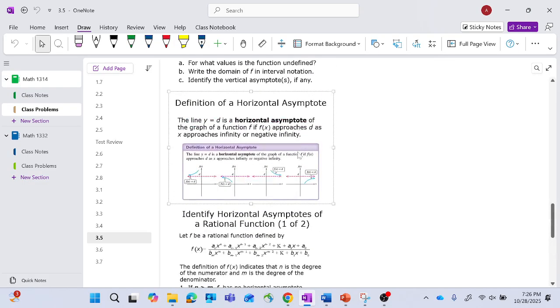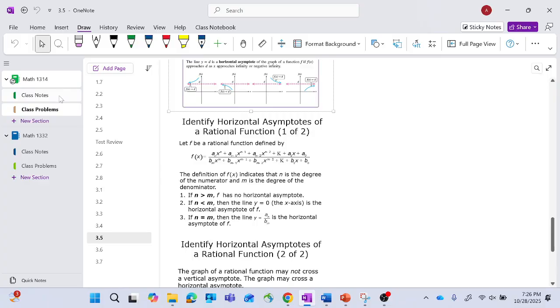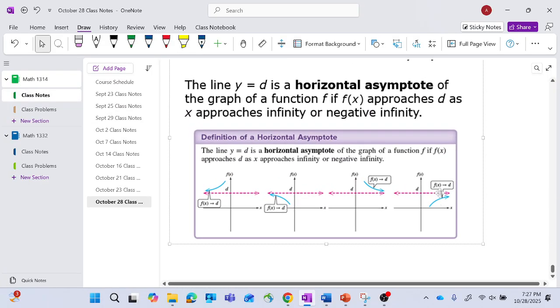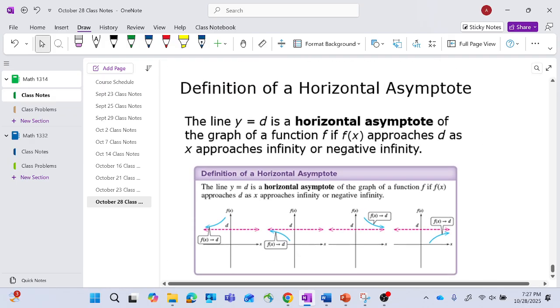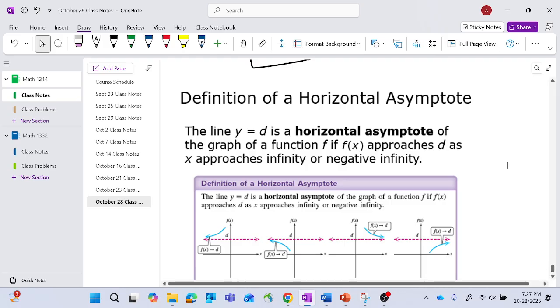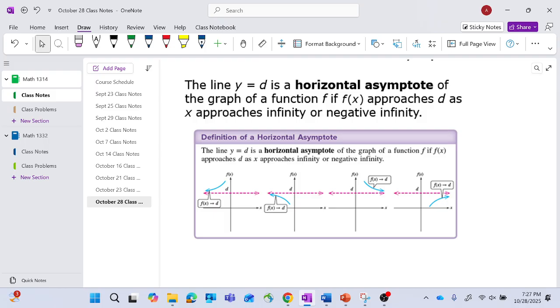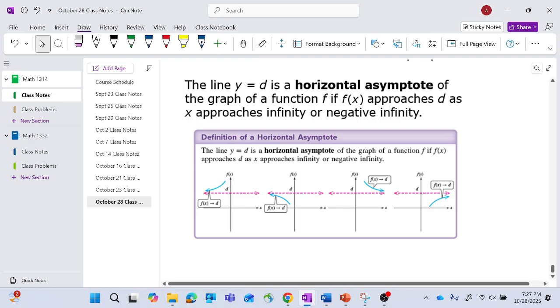Now horizontal asymptotes. Horizontal asymptotes are a little worse, but I think the hardest part of it we're not going to be going over, so it's not a big deal. Horizontal asymptotes are the dashed lines that go horizontally, and they give you your end behaviors. They tell you what's happening as x goes to positive or negative infinity. It's what shapes the graph as it goes to those extremes.